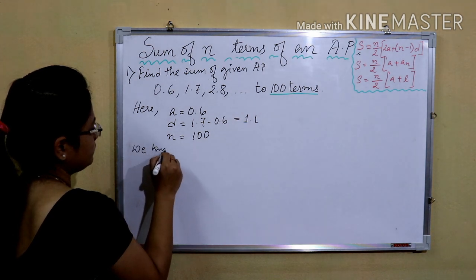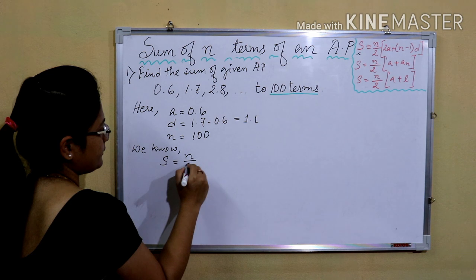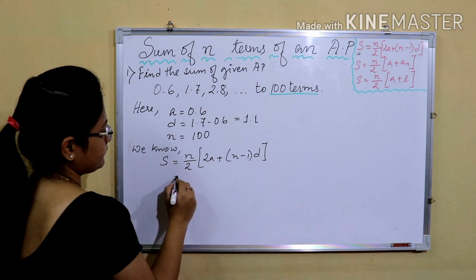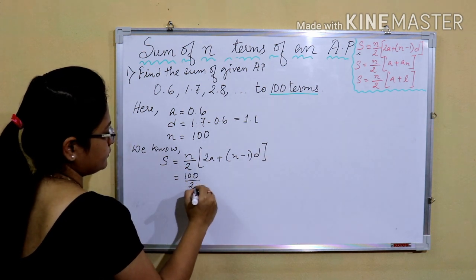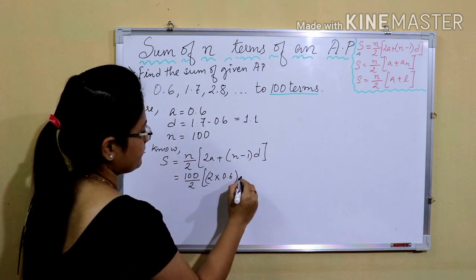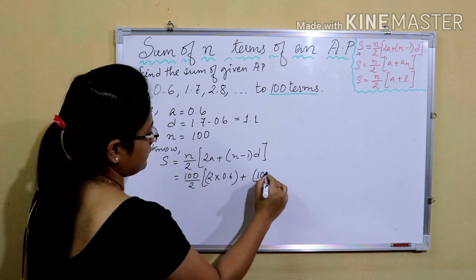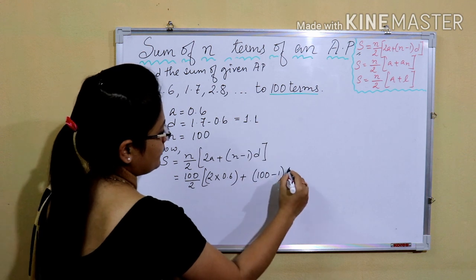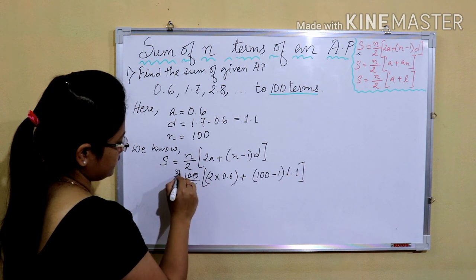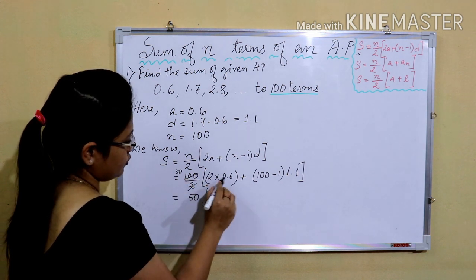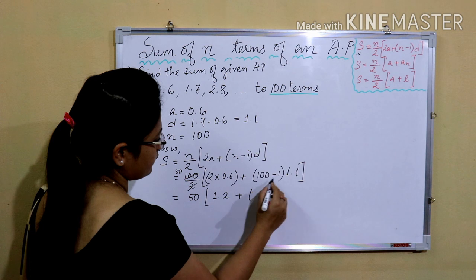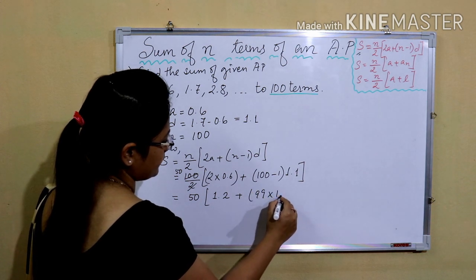We know S is equal to n by 2, 2a plus n minus 1 d. So n is 100, by 2, 2 into a, that means 2 into 0.6, plus n, 100 minus 1, d we got 1.1. So 100 by 2 will be 50. So 50, 2 into 0.6 will give 1.2, plus 100 minus 1 will give you 99 into 1.1.